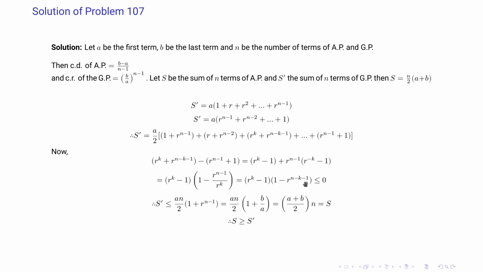Now once we have established this, we can rewrite this as A into N by 2 multiplied with 1 plus R to the power N minus 1, because R to the power N minus 1 plus 1 will be greater than or equal to each term. Once we have written this, we can rewrite R to the power N minus 1 as B by A, and then we get (A plus B) by 2 into N, that is S. And that's why we can say that the sum of the arithmetic progression is greater than or equal to the sum of the corresponding geometric progression.